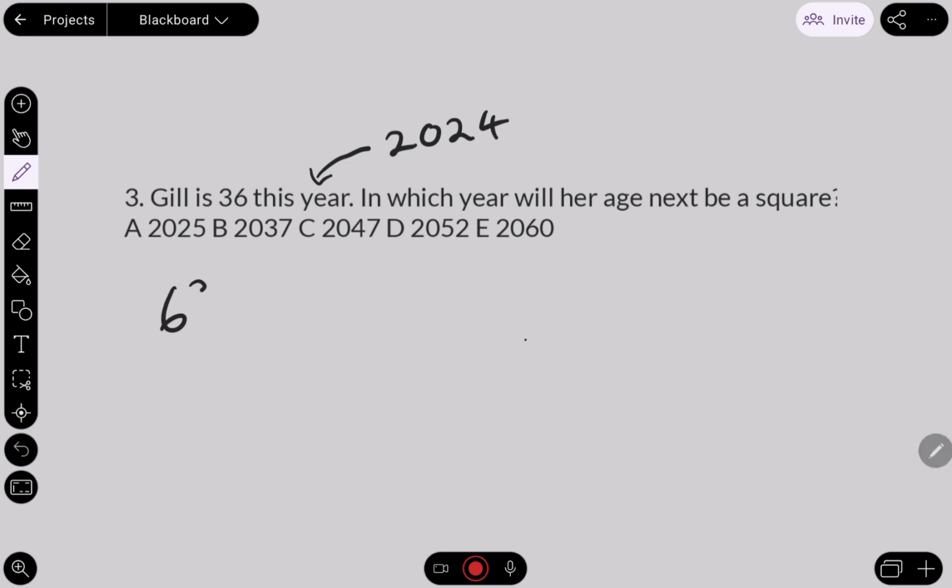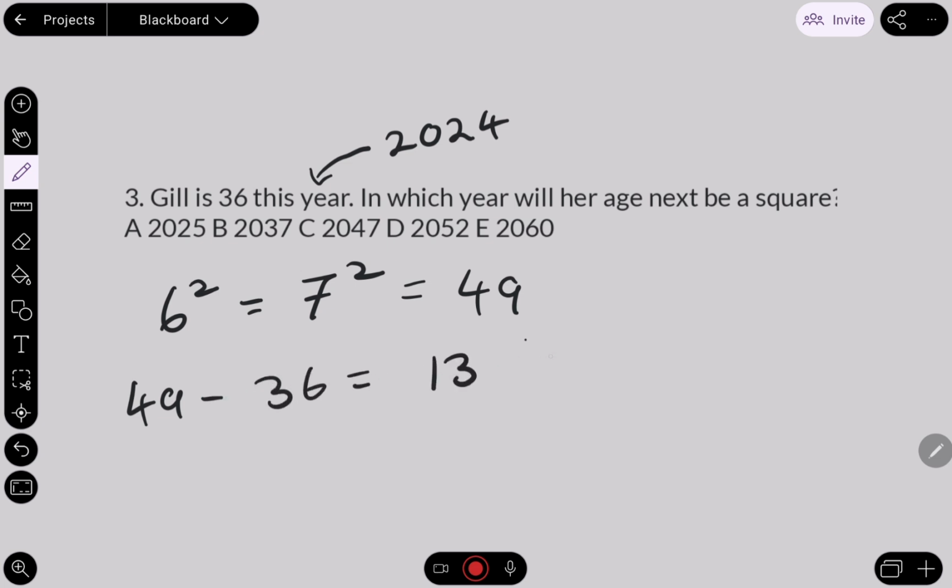Now, she was 36 in 2024. 36 is 6 squared, or 6 times 6. So the next square number will be 7 squared, 7 times 7. And 7 times 7 is 49. Now 49 minus 36 is 13 years. 2024 add 13 years is 2037. Her age will next be a square in 2037.